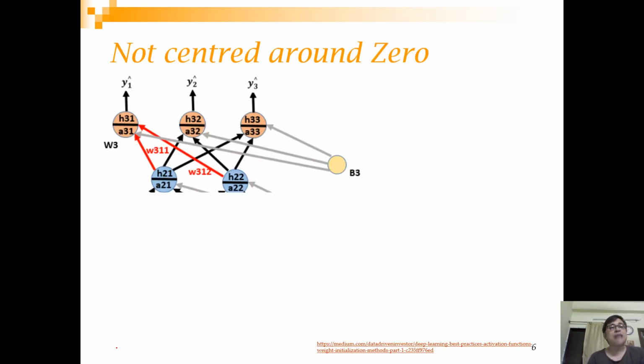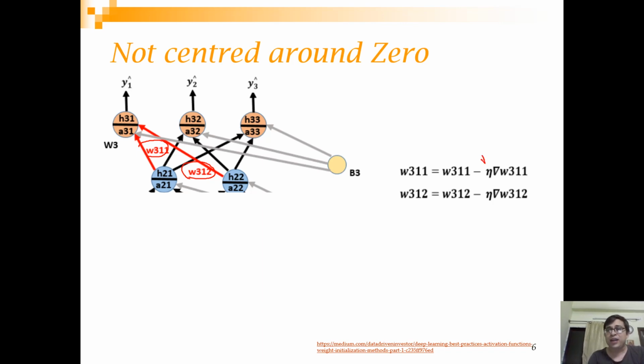There is another problem: the sigmoid is not centered around zero. If you remember, the value of our sigmoid neuron was between 0 and 1, so it was never negative. This brings another kind of problem, which we call the not centered around zero problem. Let's understand this problem in more detail with this example. We are concentrating only on these two weights, W311 and W312. Like any gradient descent weight update step, they are updated using this particular equation.